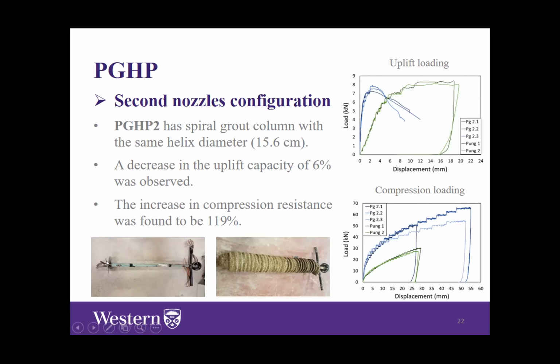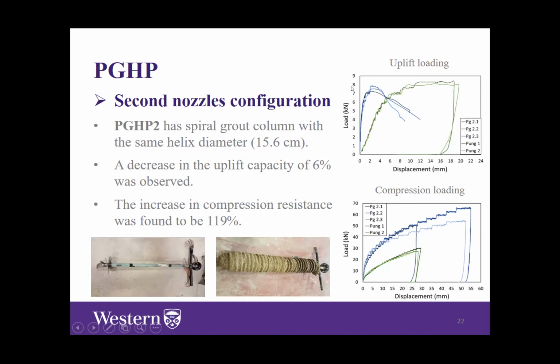This can be explained by the injected grout from the nozzles creating the same cavity around the pile shaft, similar to configuration one. However, now the injected grout also fills the gaps or the voids created by the pile helix, which explains the spiral shape here. We also observe a 6% decrease in the uplift capacity, so it's nearly 7.5 kilonewton compared to 8 kilonewton for the conventional helical pile.